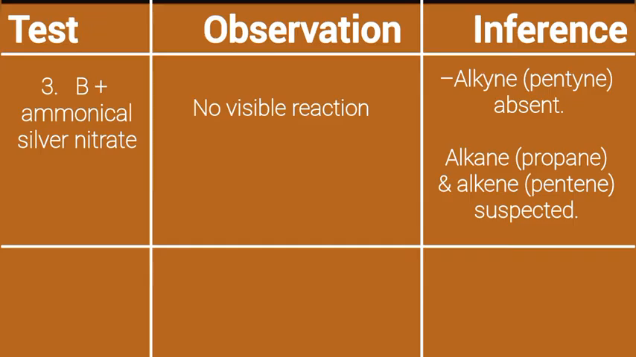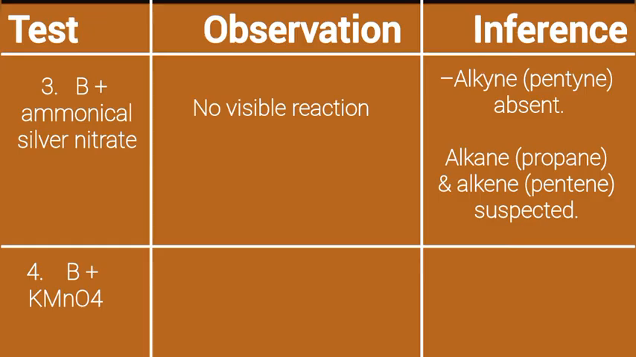Remember, you use the term suspected when you still have this challenge, that there are 2 or more things likely present. All right, this takes us to number 4. Now that I am suspecting B to either be propane or pentene, I would have to distinguish between them to be sure of what B really is out of these two. And hence, I decide to expose liquid B to potassium permanganate. So number 4 test, under the test column, I have B plus KMnO4, that is potassium permanganate.